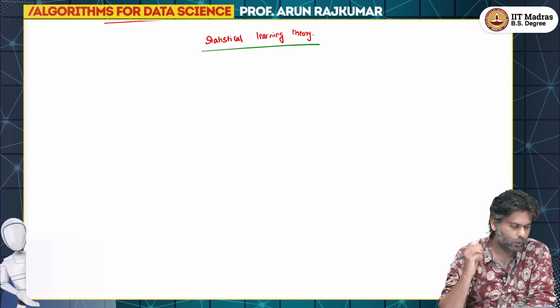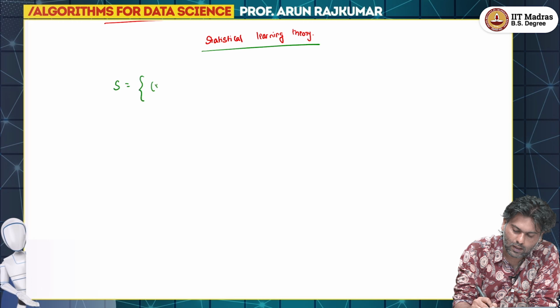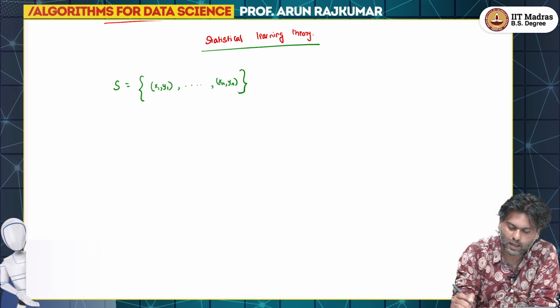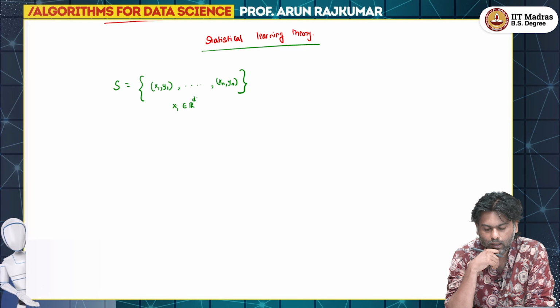So what do I mean by statistical learning theory? So let's put down formally what we want to do. Let's look at a standard machine learning problem where you are given some data set. Let me call this data set S. It has x1, y1 dot dot dot xn, yn. So there are n samples that are available, where these data points are in some d-dimensional feature space.